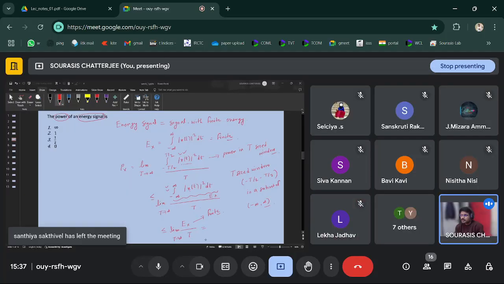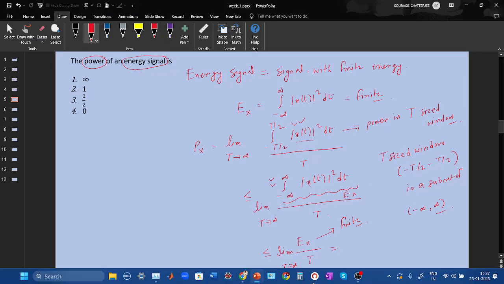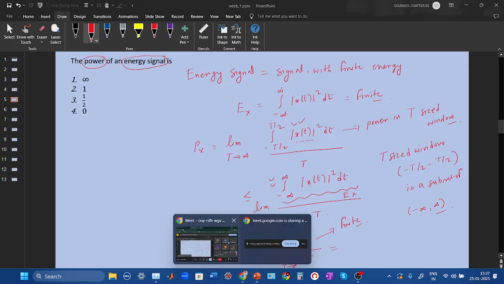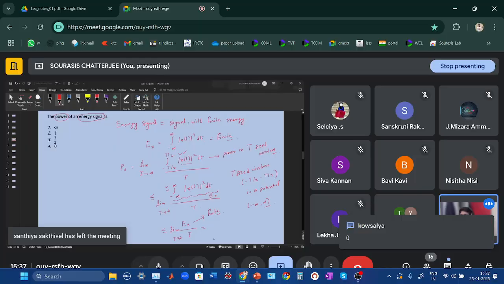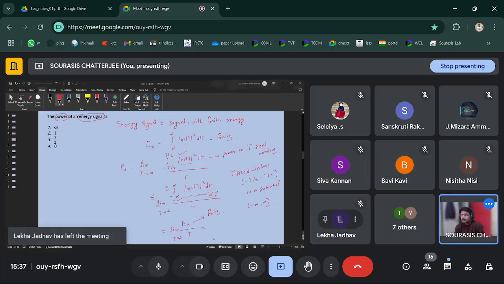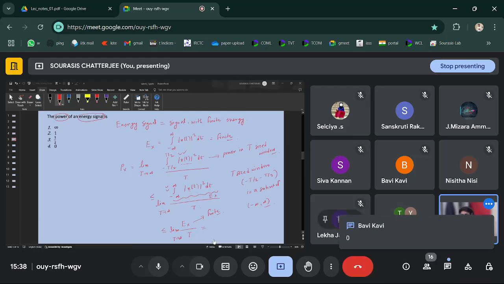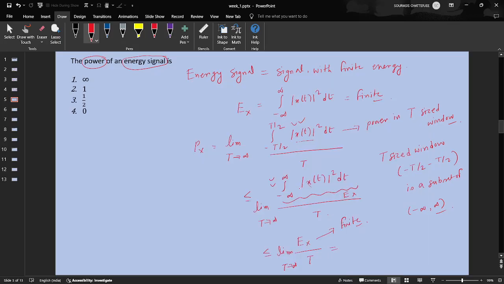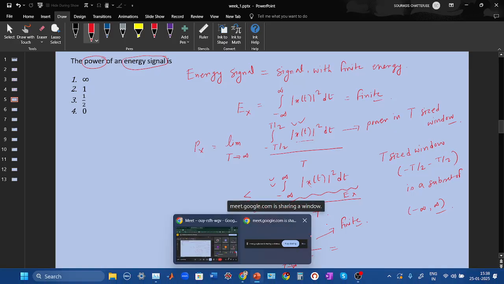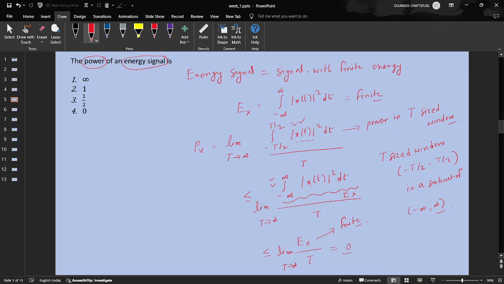Any of you willing to volunteer? Yes, right. Sorry, I didn't exactly hear you. Can you just repeat yourself once? Kaushalya said it is 0. Kavi also said it's 0. Correct. It is going to be 0 because it's a finite term, some constant, divided by infinity, so it basically turns out to be 0.